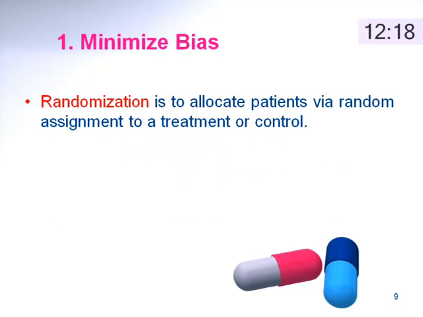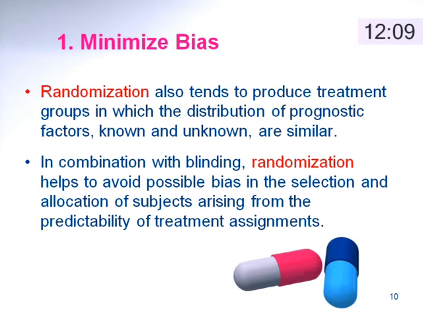The next one is randomization. Randomization is to allocate patients via random assignment to a treatment or control. Randomization also tends to produce treatment groups in which the distribution of the prognostic factors, known and even unknown, are similar. So in combination with blinding, randomization helps us avoid possible bias in the selection and allocation of subjects.